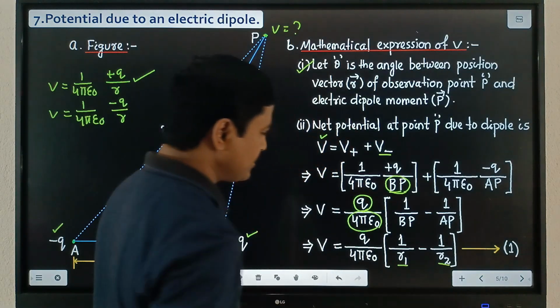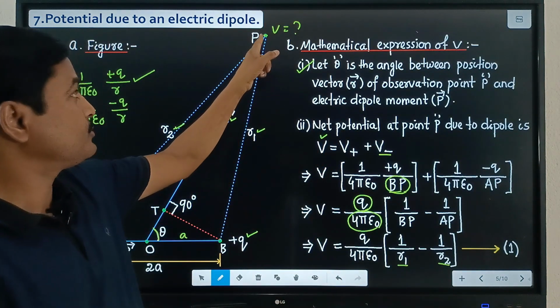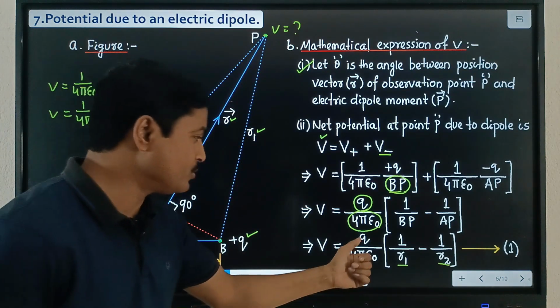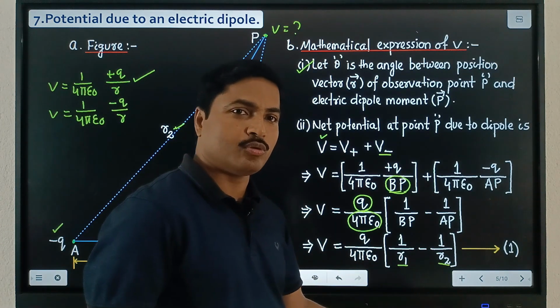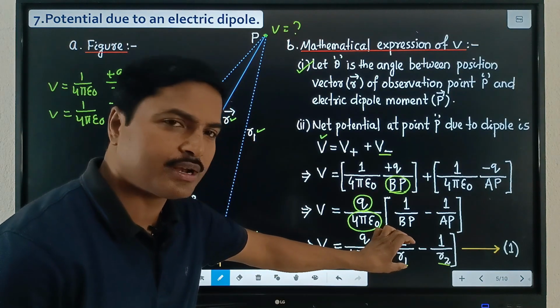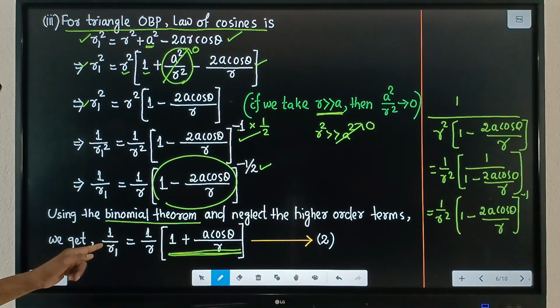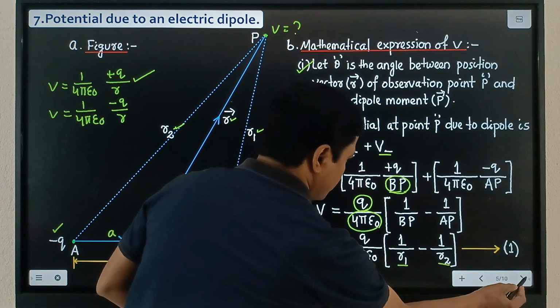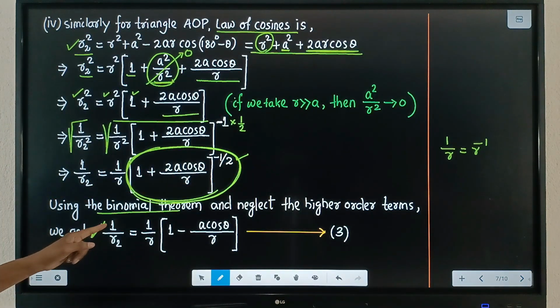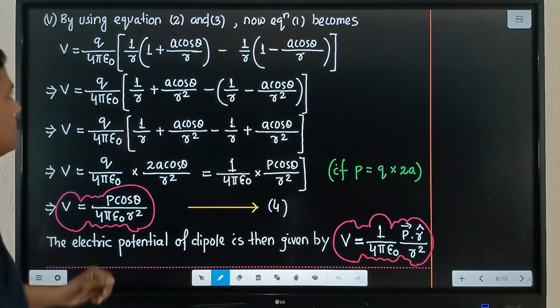Now look at equation 1. This is equation 1. Potential V at the observation point, that means at point P, is equal to Q divided by 4 pi epsilon 0, 1 by R1 minus 1 by R2. First, in place of 1 by R1, we put the value of 1 by R1. Next, in place of 1 by R2, we put the value of 1 by R2, so that equation 1 becomes just like this.